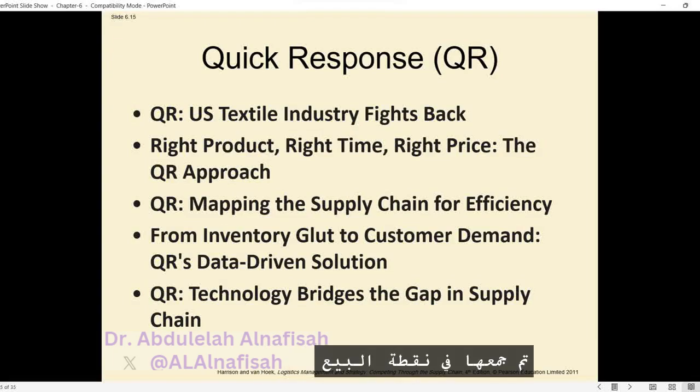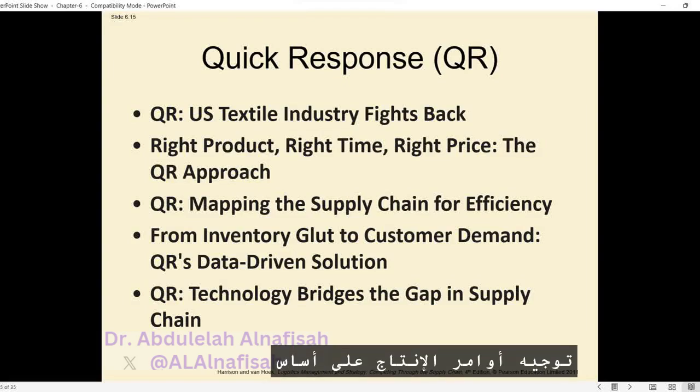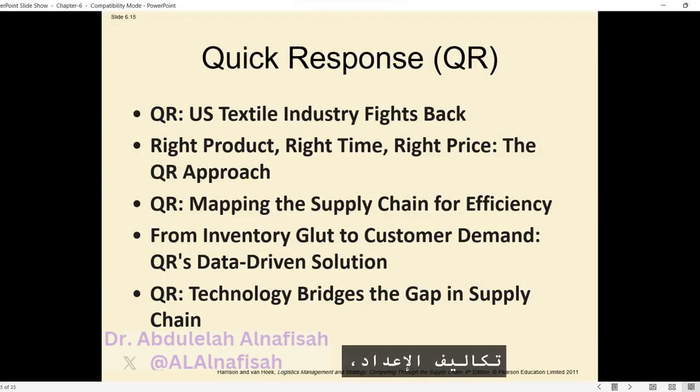Merchandise information collected at the point of sale is sent to suppliers via EDI, guiding production orders based on real-time data. Strong links across the supply chain, common barcode standards, and data exchange formats are crucial for QR implementation. While integration can be challenging, internet-based applications are helping to reduce setup costs, making QR more accessible.